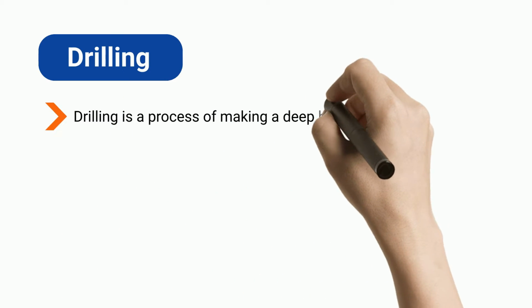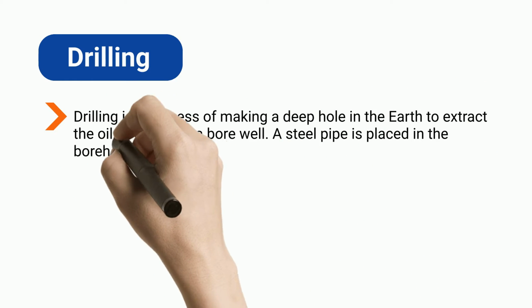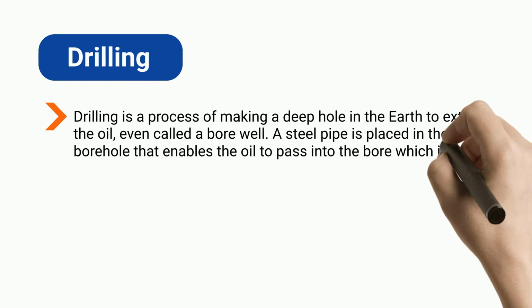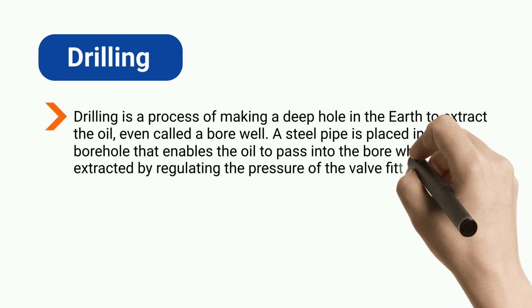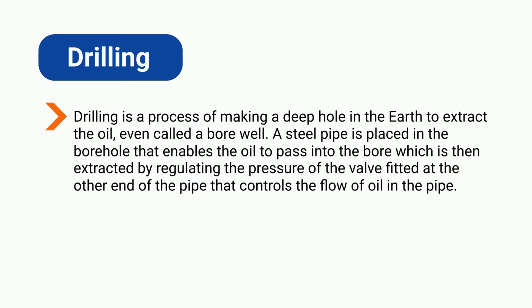Drilling. Drilling is a process of making a deep hole in the earth to extract the oil, even called a bore well. A steel pipe is placed in the borehole that enables the oil to pass into the bore, which is then extracted by regulating the pressure of the valve fitted at the other end of the pipe that controls the flow of oil in the pipe.